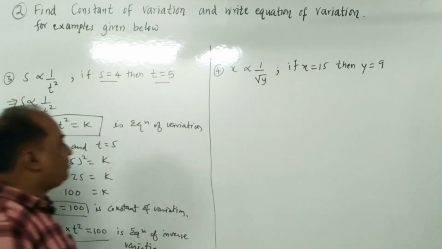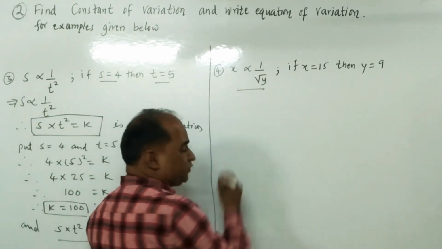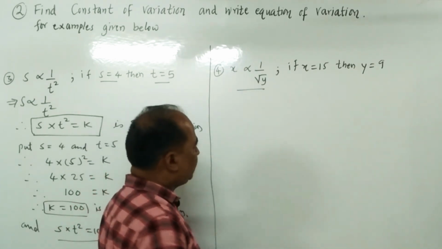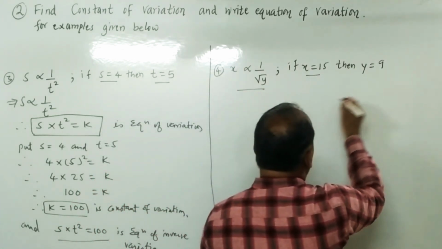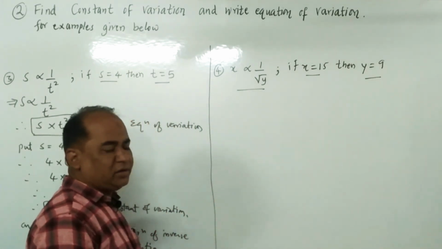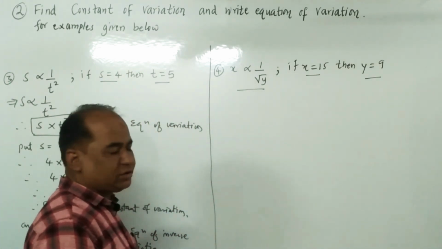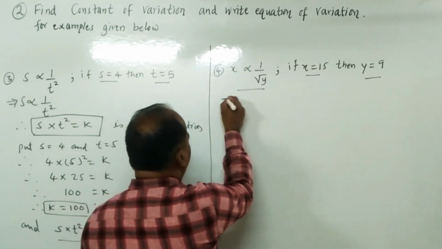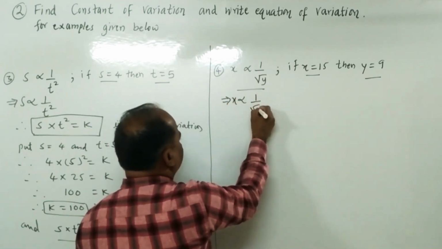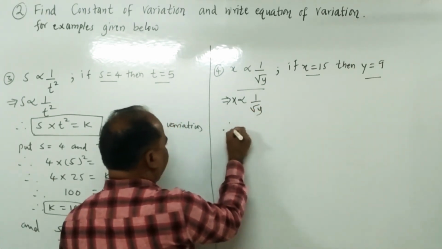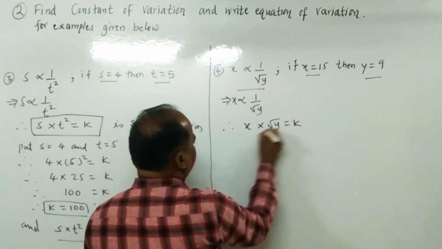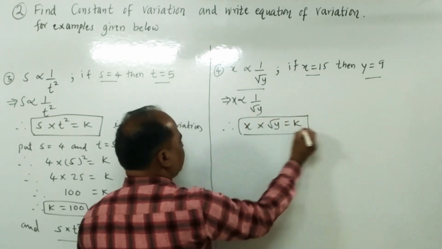Next, fourth example, x varies inversely to 1 upon square root of y. If x is equal to 15 and y is equal to 9, we have to find the equation of variation and constant of variation. So here x varies inversely to 1 upon square root of y. Therefore, x into square root of y is equal to k is the equation of variation.